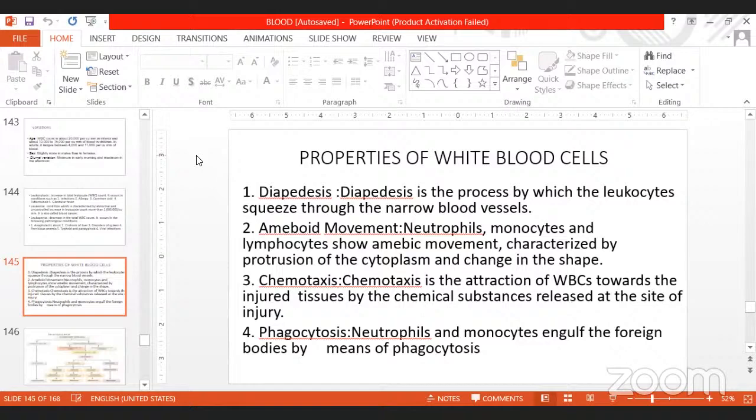The next property is chemotaxis, the attraction of WBCs towards the injured tissue by chemical substances. These chemical substances are known as chemoattractants. The chemoattractants are released, and that helps to move the cells towards that particular area. And the last is phagocytosis. The neutrophils and monocytes engulf the foreign bodies.